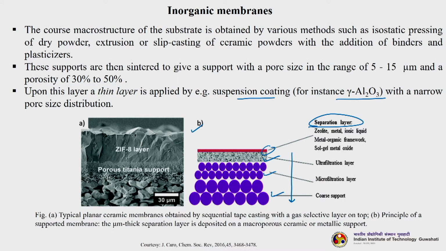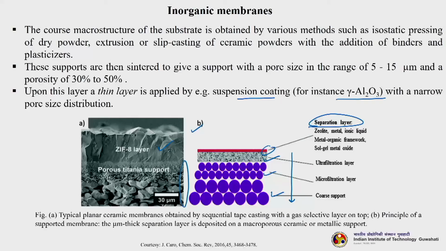Here we can see a scanning electron microscope image of a porous titania support. This is the support which is doing the mechanical support, and the ZIF 8 layer is the top one. So, this is how our inorganic asymmetric membranes are being prepared. In this classic example, you see the top layer is the separation layer, that can be porous or non-porous, followed by an ultrafiltration layer, followed by a microfiltration layer, then there is a coarse support.